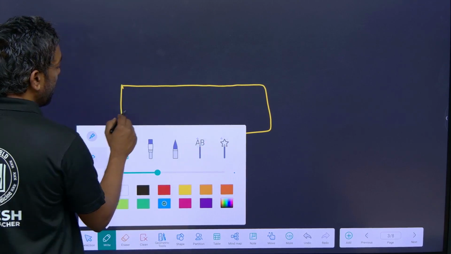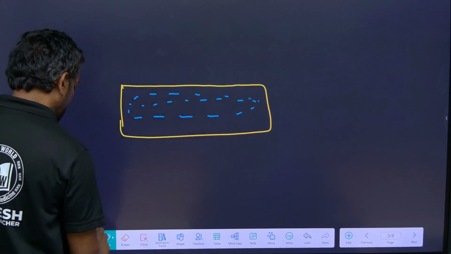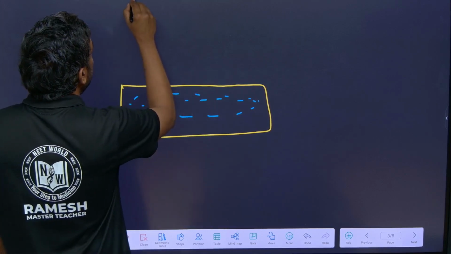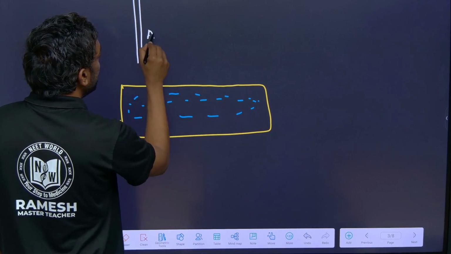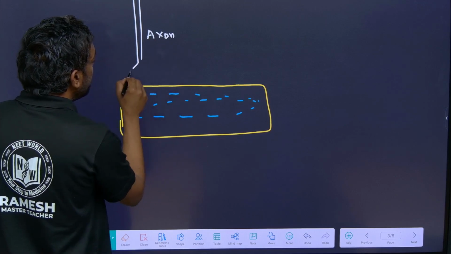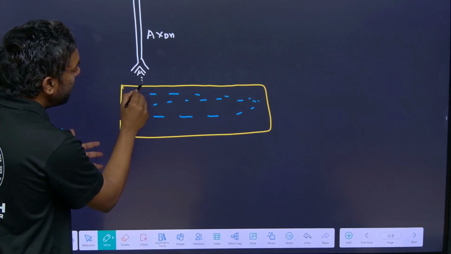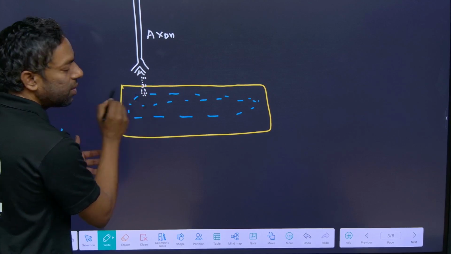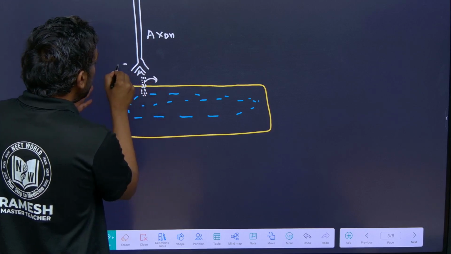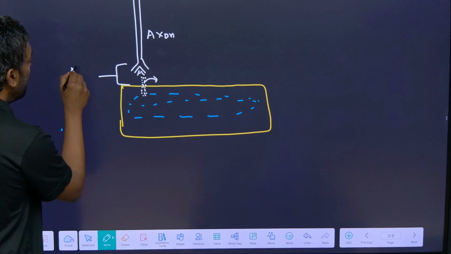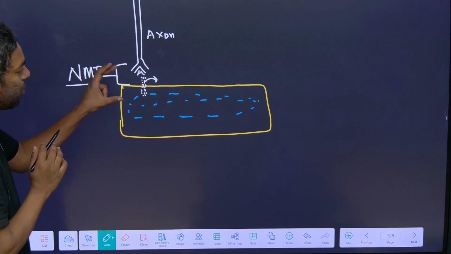This is the muscle cell, and there is a neuron that passes signals into the muscle cells. This is the neuron, guys. This is the axon, this is the cell body, and these are the dendrites. Neurons can release a chemical into the muscle. This is called the neuromuscular junction, NMJ.